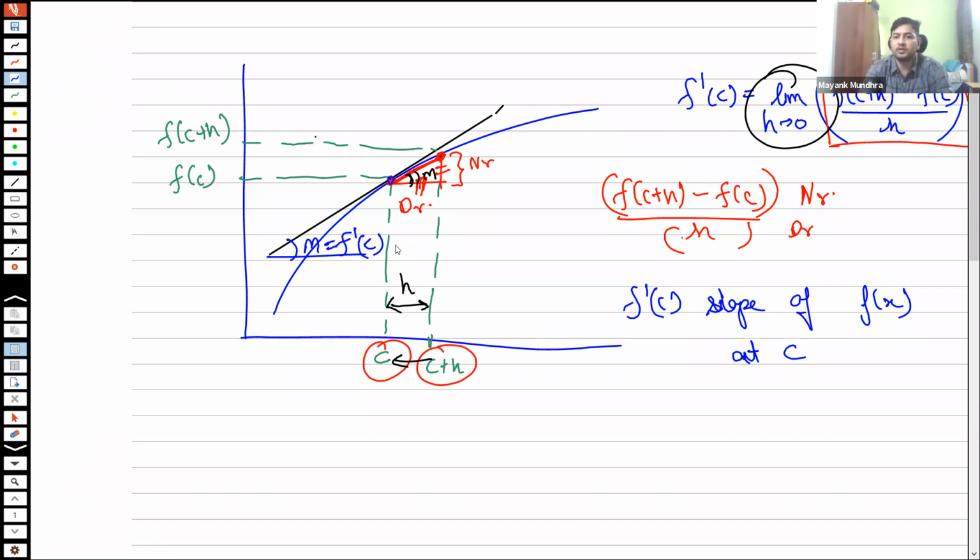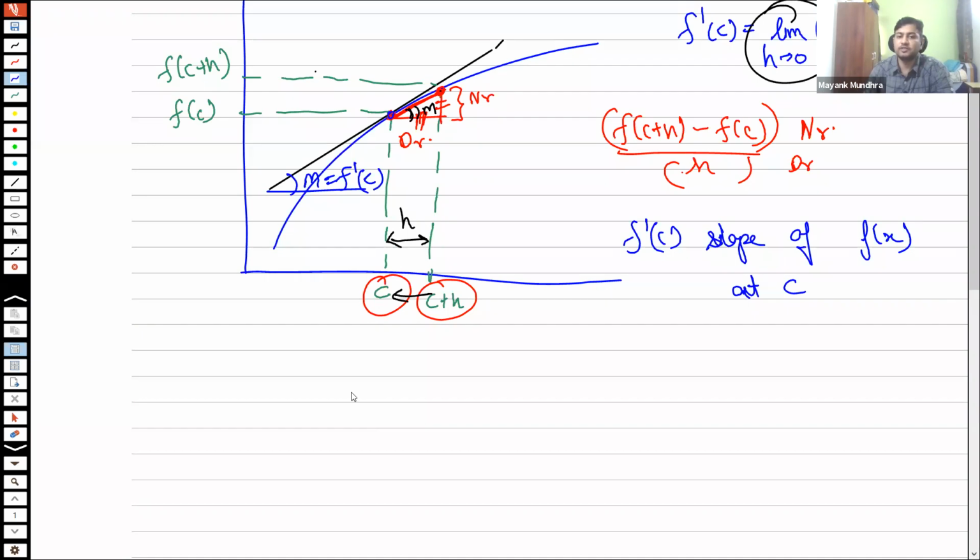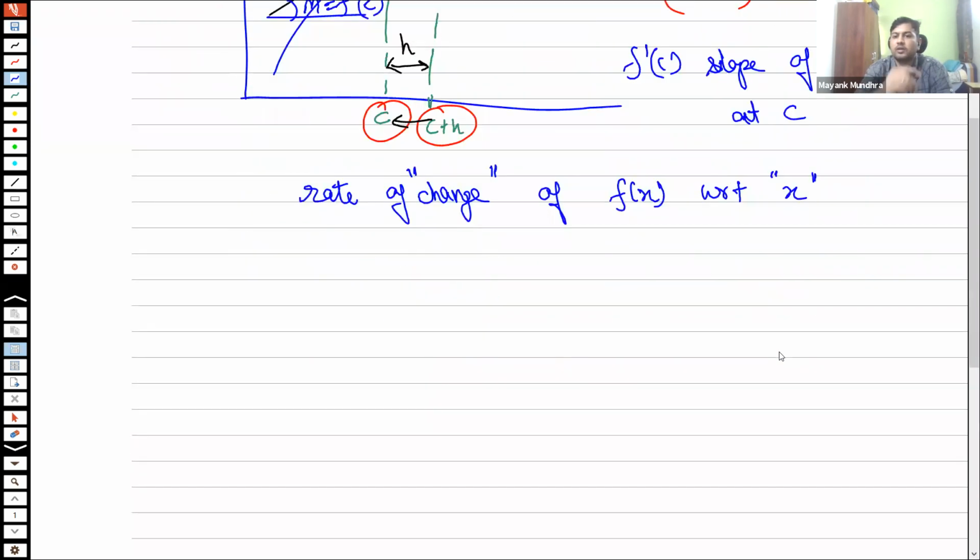And what is a slope? A slope is basically rate of change. But change of what? Rate of change of f of x with respect to x. So x is some variable which is affecting the function f, and I'm looking at how this functional value changes with respect to x.